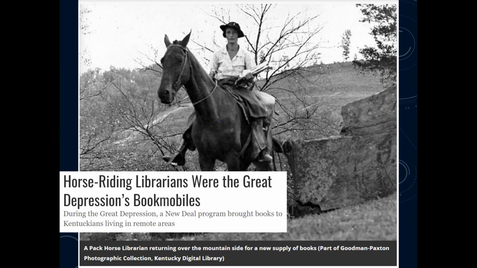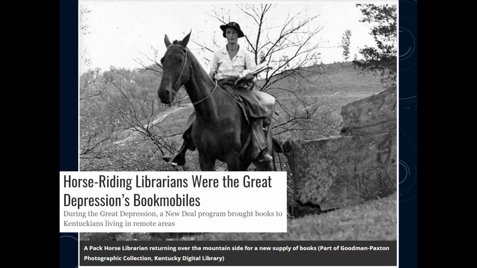And the Pack Horse Library ended in 1943 after Franklin Roosevelt ordered the end of the WPA, because the new war effort was putting people back to work. And then, of course, motorized bookmobiles came along in the 40s, and public libraries in Kentucky now have 75 bookmobiles and can serve the citizens of Kentucky. But the point of this story is, it's a woman who did a job in the WPA.